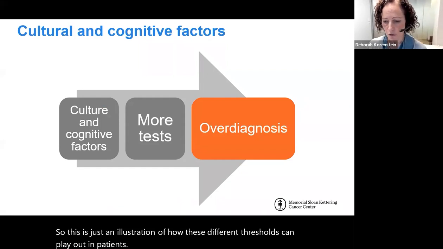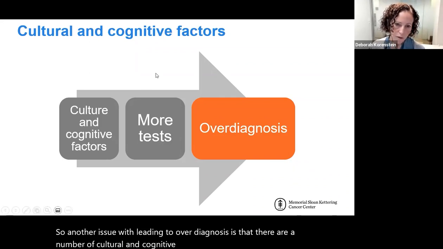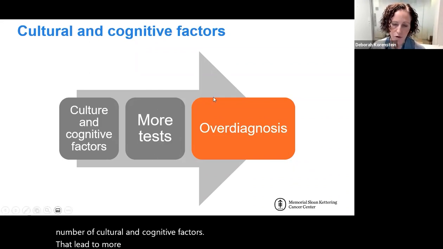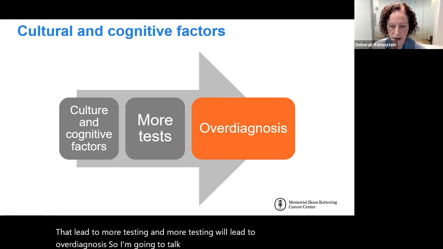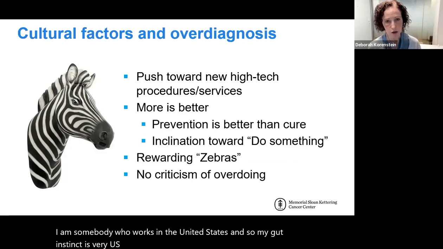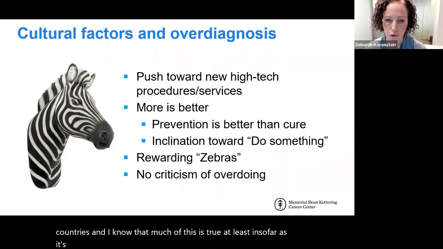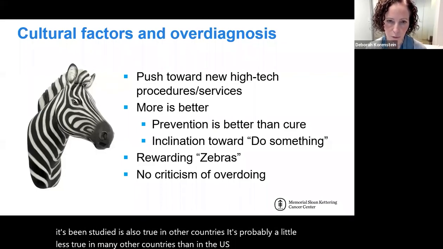So another issue leading to overdiagnosis is that there are a number of cultural and cognitive factors that lead to more testing, and more testing will lead to overdiagnosis. So I'm going to talk about several of these. And again, I am somebody who works in the United States, and so my gut instinct is very US focused. I know the literature in other countries, and I know that much of this, at least insofar as it's been studied, is also true in other countries. It's probably a little less true in many other countries than in the US, but still is present everywhere.